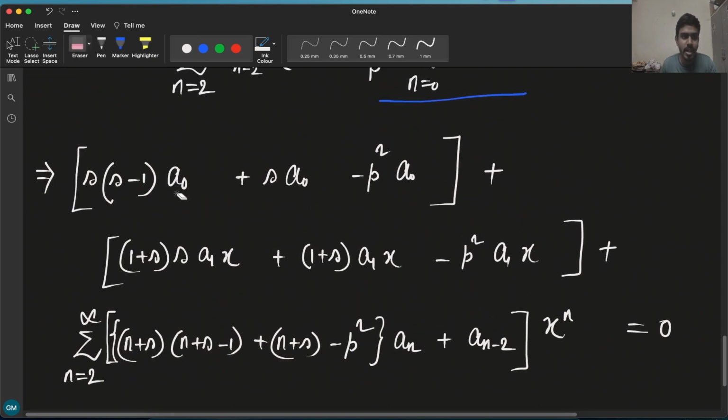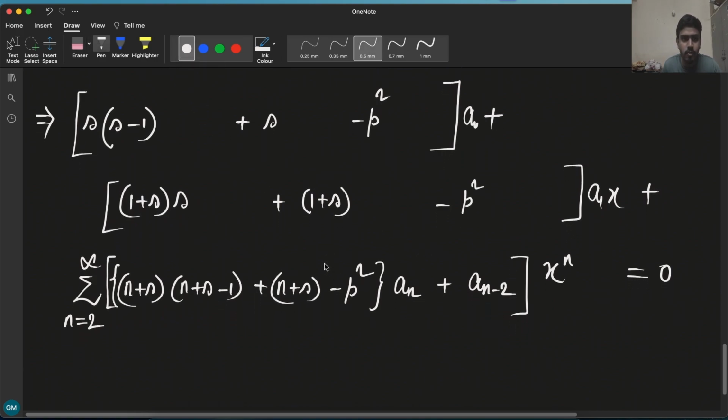Also from this term, I can take a0 common. If I take a0 common, then I can put this a0 here. And from this term, I can take a1 common. If I take this a1 common, I can put it here. Actually, I can take this a1 times x outside, and then inside I can remove this x.